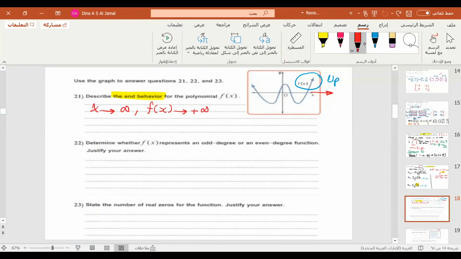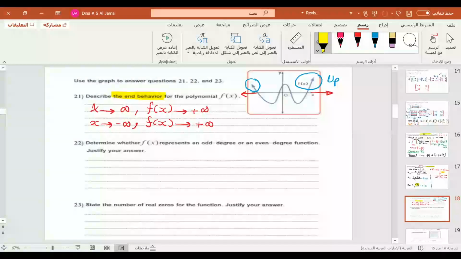Now let's go to the other side. When x goes to minus infinity, what will be happening to your end behavior? It will be going up also. So your f of x will be going to plus infinity. Great.